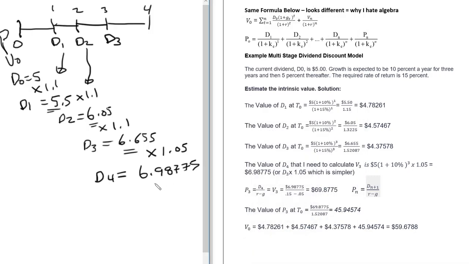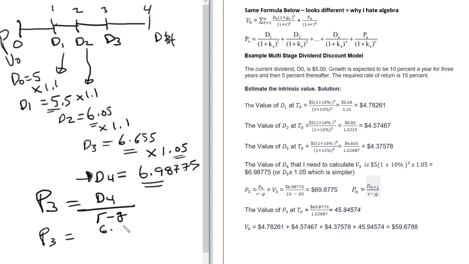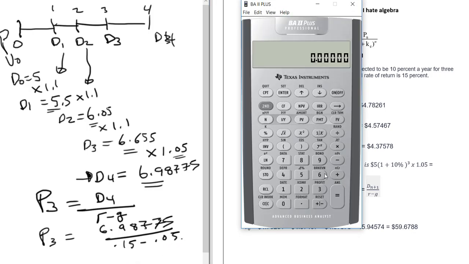So therefore, now we've calculated the dividends. Now, we're not going to take the present value of this D4. That's the important thing to understand. It says after the first 3 years, the growth rate is becoming constant. We need that D4 because what we're going to calculate is P3 equals D4 over R minus G, okay? And we know R is 15% and G is 5% thereafter. So P3 is going to equal D4, which is 6.98775. And we're going to divide by 0.15 minus 0.05, which is 0.10. So just going to bring up the calculator, 6.98775.